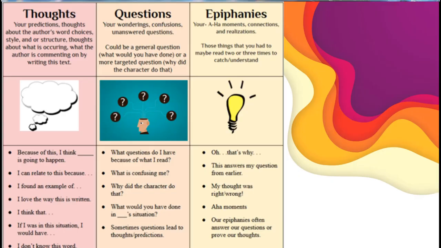So, to end, here is a nice chart that captures all 3 TQE components: your thoughts, your questions, your epiphanies. It gives you a quick what it is, a visual representation, and even some sentence starters to help you get your thoughts written down on that paper. Now remember, you can use this strategy even while you're watching a film, while you're listening to a podcast. You can even do it while listening to music when you're thinking about the lyrics.